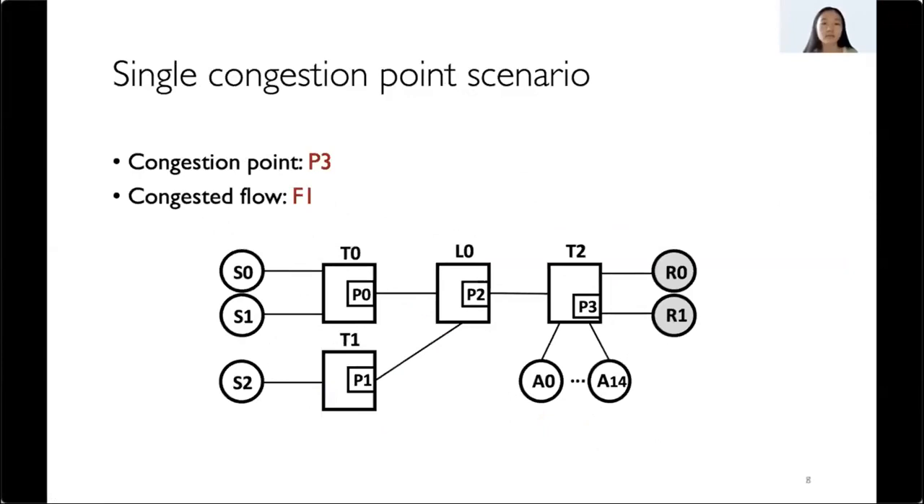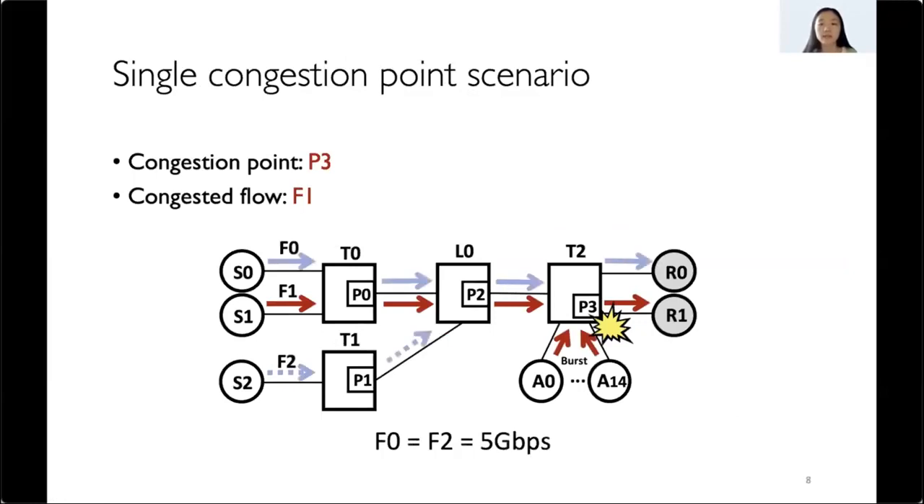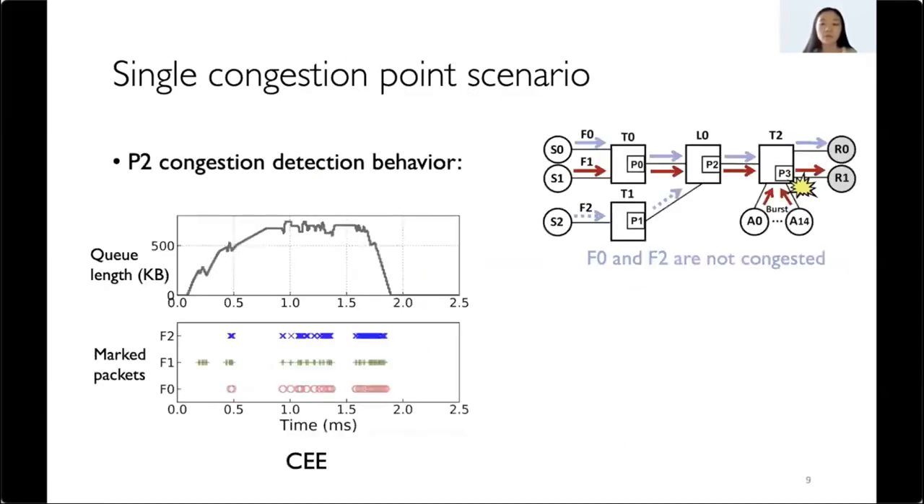First, we set up a single congestion point scenario. At first, F1 and the burst start at line rate, so congestion happens at port P3. Then F0 and F2 start with a constant 5 Gbps. In this scenario, port P3 is the only congestion point, and F1 becomes a congested flow. We focus on the congestion detection behavior at port P2. Port P2 has a large unexpected queue buildup due to congestion spreading from the downstream switch. With ECN, some packets of F0 and F2 are mistakenly marked as congested, although F0 and F2 do not contribute to the congestion at port P3.